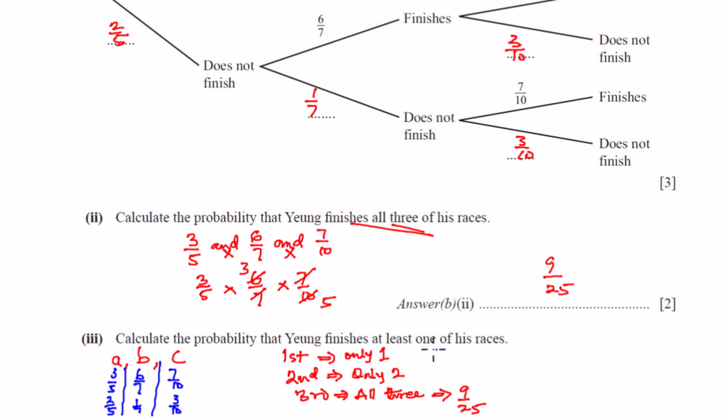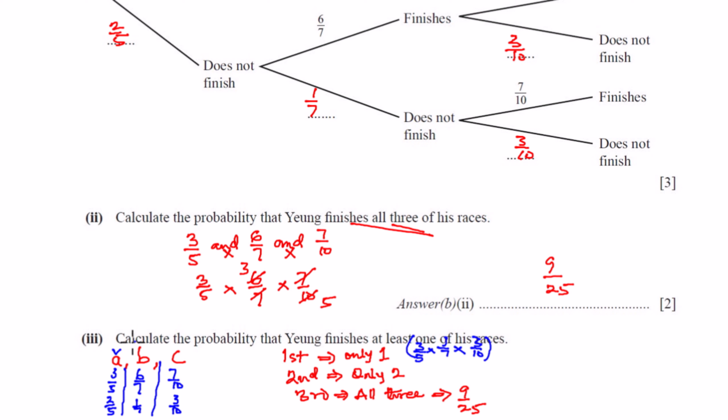So for the first one, let's say it finishes only the first one. In this case, we are going to have 3/5, times the probability that it didn't finish the remaining 2. So that's going to be 1/7 and 3/10. So that's the first case.